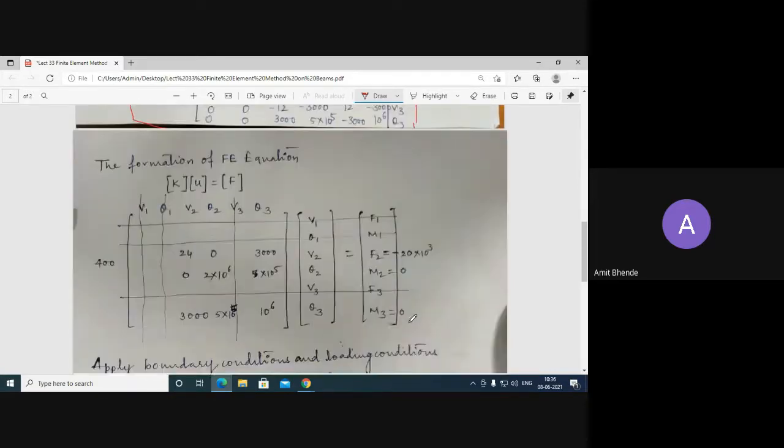Now we will apply the Rayleigh-Ritz method, or you can say the principle of minimum potential energy, PMP. That is the principle of minimum potential energy, which says that the global stiffness matrix into the global displacement matrix is equal to the global force matrix. So this is the global stiffness matrix, global displacement matrix, and this is the global force matrix.